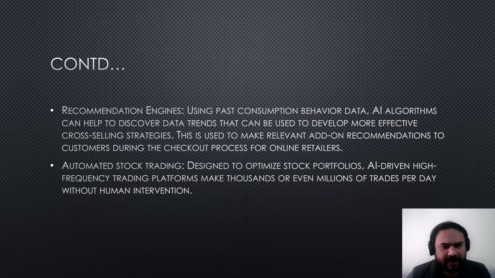Another example can be recommendation engines, using your past behavior or past search history. The AI algorithms can help you to discover data trends that can be used to develop more effective cross-selling strategies. This is used to make relevant add-on recommendations for customers during the checkout process for online shopping. Google Search, Microsoft Bing, Amazon Search. These are some of the AI-powered search engines which use the previous history of your search, which can help you to find out the exact product.